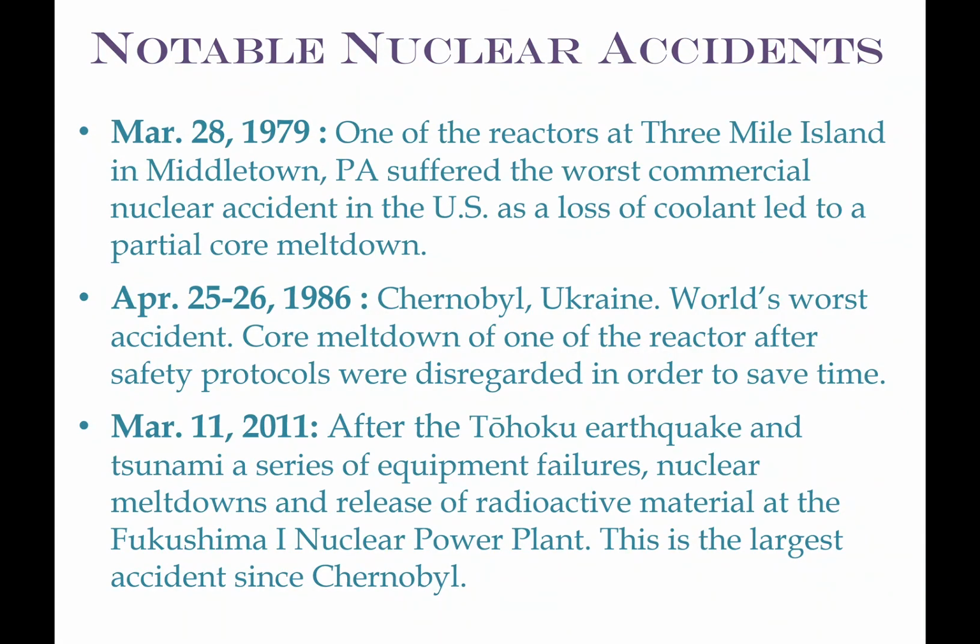On March 11th, 2011, after the Tohoku earthquake and the tsunami, we had a series of equipment failures and nuclear meltdowns, and those released radioactive material at the Fukushima 1 nuclear power plant. This is actually the largest accident since Chernobyl. Anytime there's a nuclear and radiation accident, it's defined by the International Atomic Energy Agency as an event that leads to significant consequences. We learn every single time we have one of these events, but we learn very hard lessons.